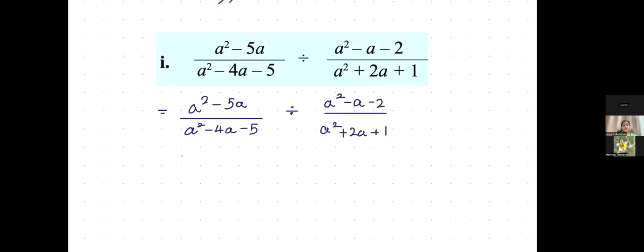Okay. Now here we have, sorry. I haven't written it as a reciprocal. My bad. So here a squared plus 2a plus 1 comes to the top, and a squared minus a minus 2 goes to the bottom. This becomes multiplication. Now let's do factorizing. A squared minus 5a, a is common, so I take it out. A minus 5.